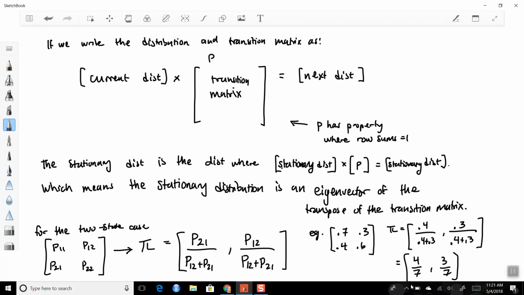Sorry, I don't know why the screen keeps flickering. All the connections here are connected, so. Okay. Are there any questions here? Is this okay?